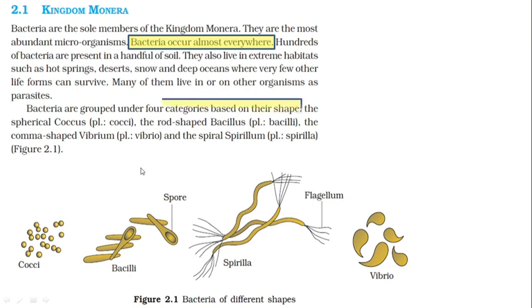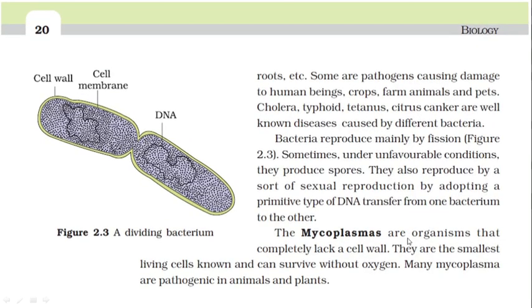We will then be discussing different categories of bacteria based on their shapes. Bacteria vary in shape, so some of them are round, some are rod shaped, some are spiral, and others are comma shaped. After discussing the shape, we will be discussing how bacteria reproduce and what is the mode of nutrition in bacteria. So let us begin this chapter.